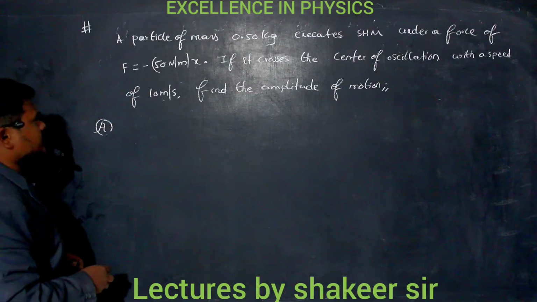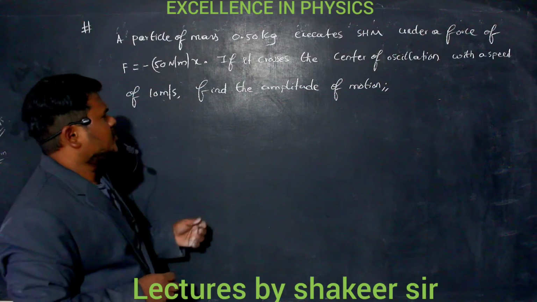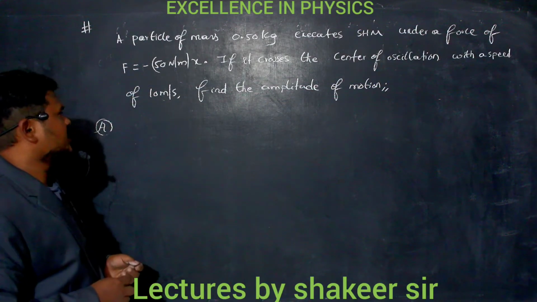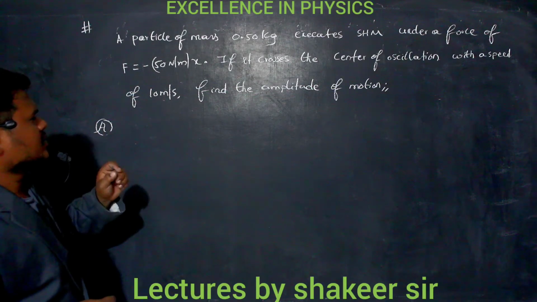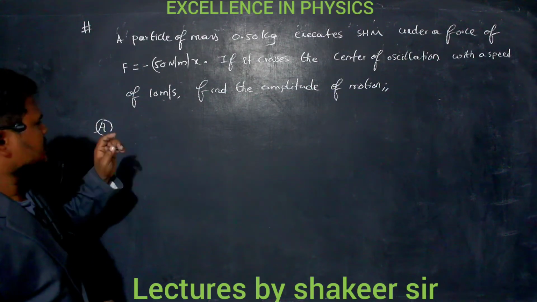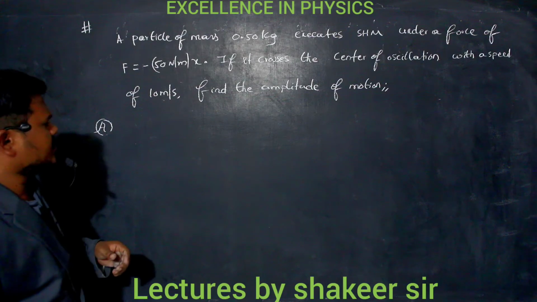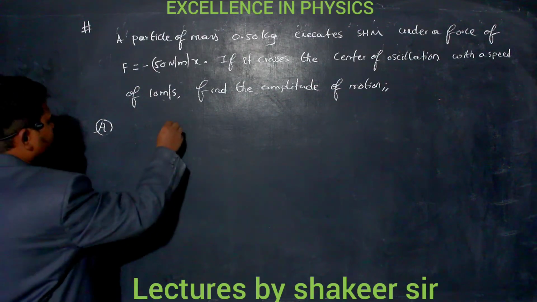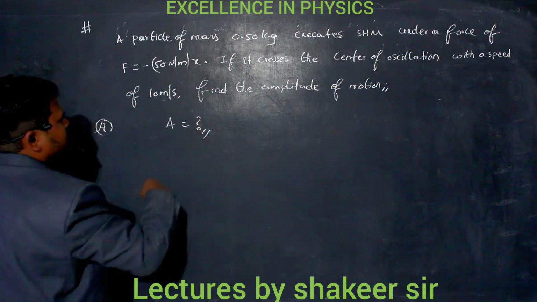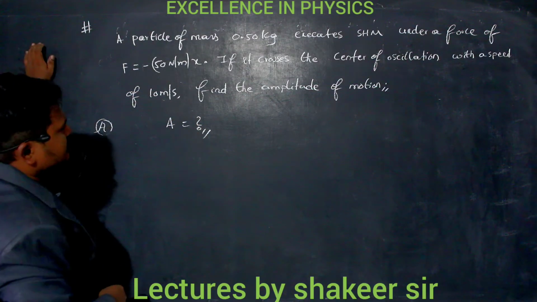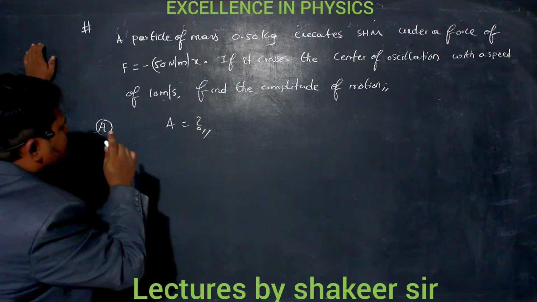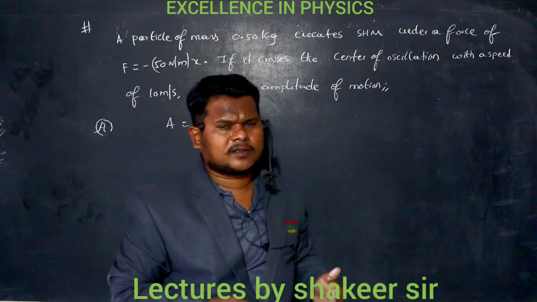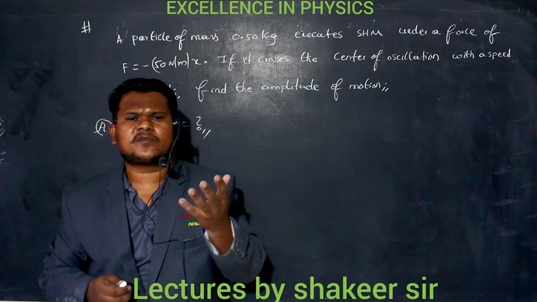Now let us see this question. A particle of mass 0.5 kg executes SHM under a force of F = -50 N/m × x. If it crosses the center of oscillation with a speed of 10 meters per second, find the amplitude of motion. Clear? So the A value we are supposed to find out. It is given that it crosses the center of oscillation with a speed of 10. What is meant by crossing the center with a speed of 10? It means that is the maximum velocity, no?